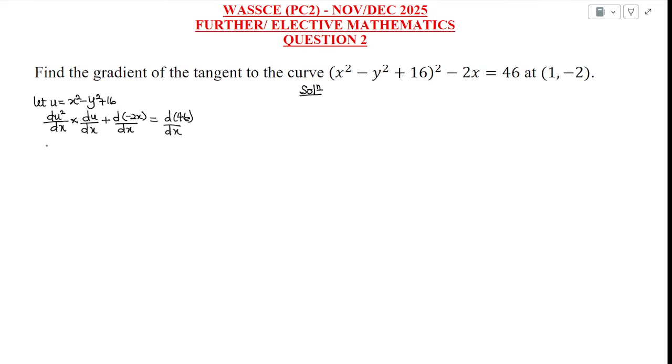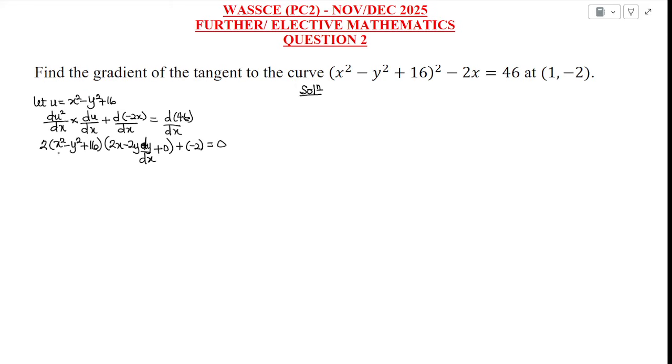The derivative of u² gives us 2(x² − y² + 16), then multiplied by the derivative of what we have in the bracket, which is u. This gives us 2x − 2y + 2y dy/dx, because y is a function. We are dealing with an implicit function here. Then plus 0, because the derivative of any constant is 0. Then plus the derivative of −2x, which gives us −2, and the derivative of 46 gives us 0. So we take time when we are doing the implicit function.